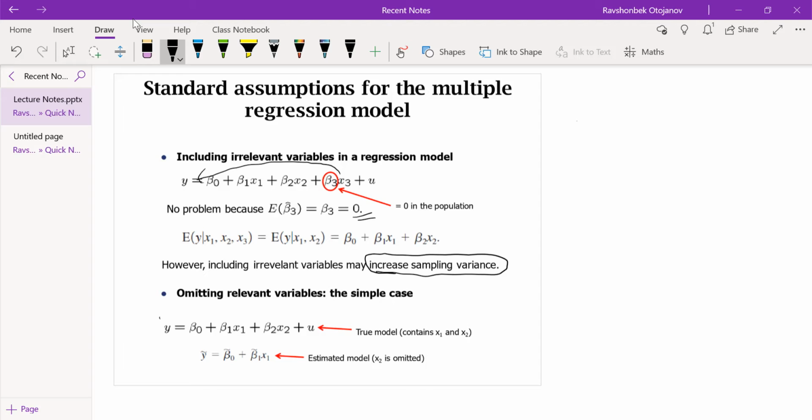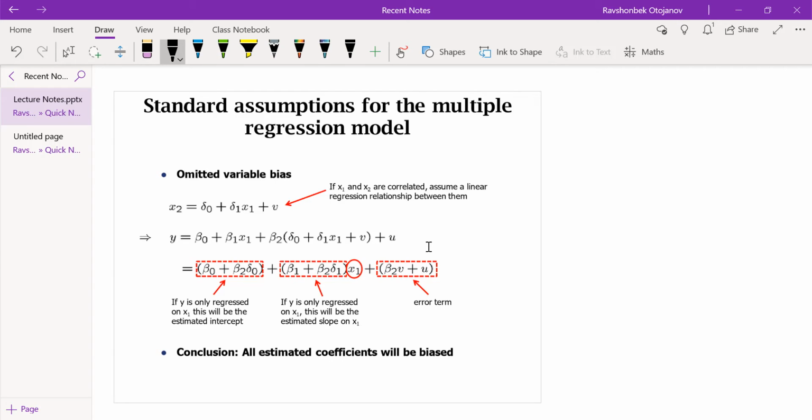So this is the true model. The true model states that y is a function of x1 and x2, and beta 2 and beta 1 are population parameters. But instead, let's say we dropped this variable. We omitted this variable and estimated this part. Then in that case, these would be our estimates and predicted values. So y tilde is equal to beta 0 tilde plus beta 1 tilde x1.